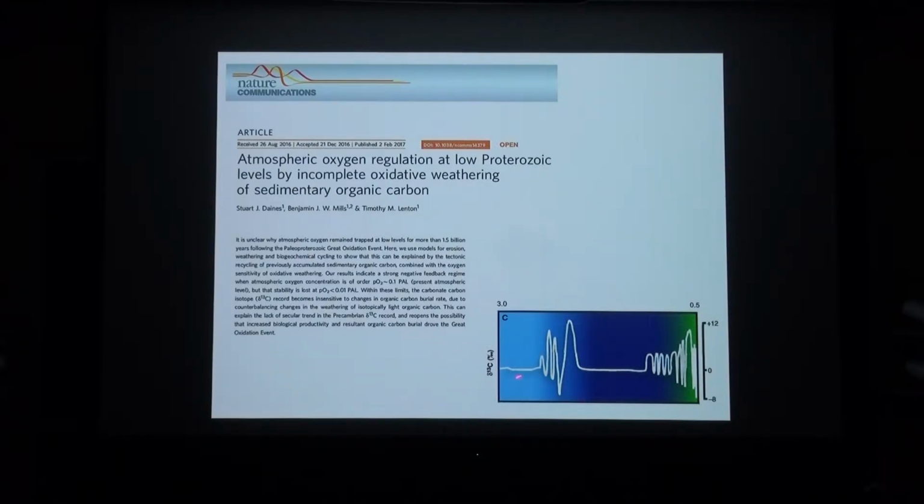What they basically said was, you know what, if you actually model this, you can actually get small increases in the amount of organic carbon earlier on. Because imagine this, you have an atmosphere with very little O2.